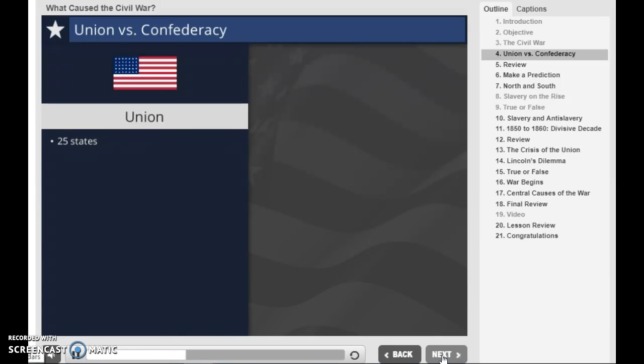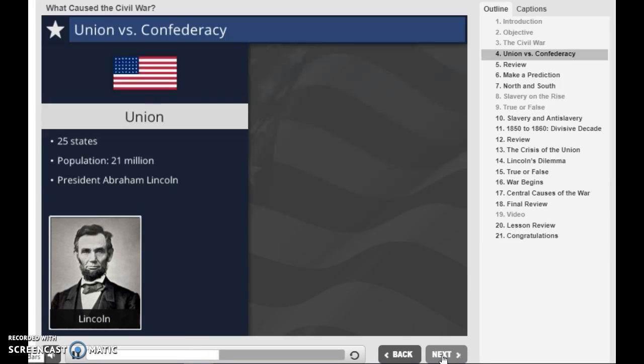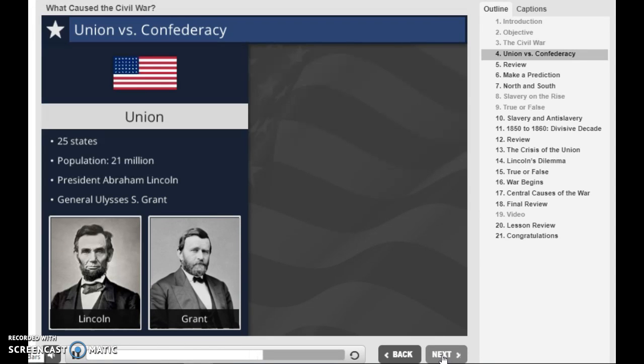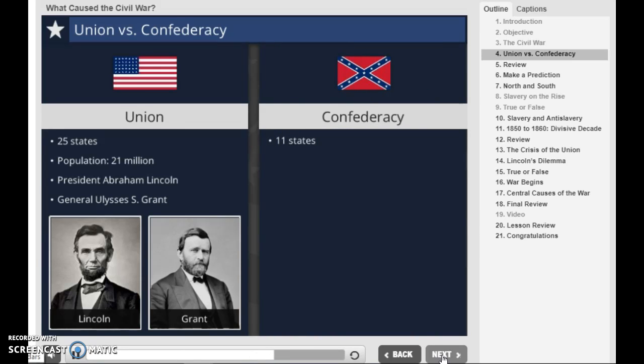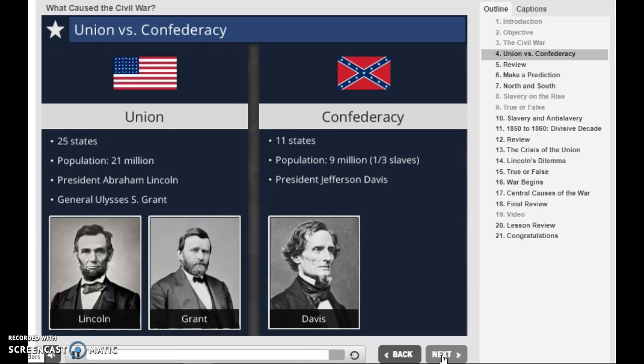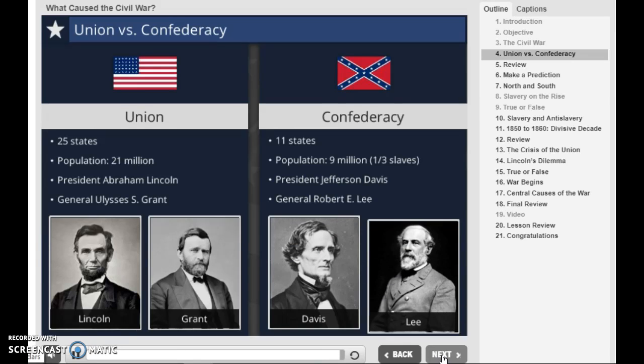25 states made up the Union during the war years. These states had a population of about 21 million people at the time. Abraham Lincoln led the Union through the entire war as president and commander-in-chief. Many generals led the Union war effort, but the best known, and the one who brought the war to a successful conclusion, was Ulysses S. Grant. 11 states made up the Confederacy. These states had a far smaller population of about 9 million, but more than a third of those people were African American slaves. The Confederacy elected its own president, Jefferson Davis. Its most famous and successful general was Robert E. Lee.